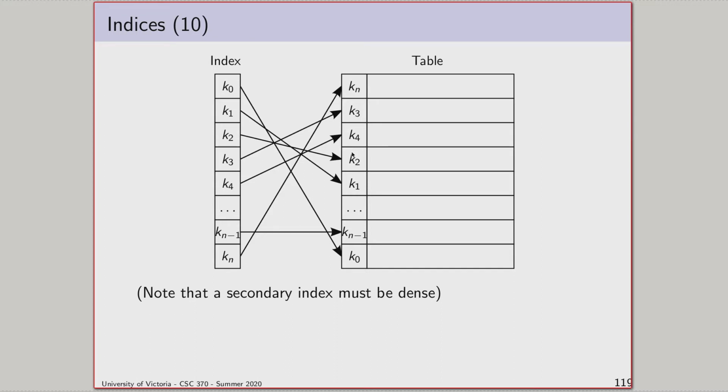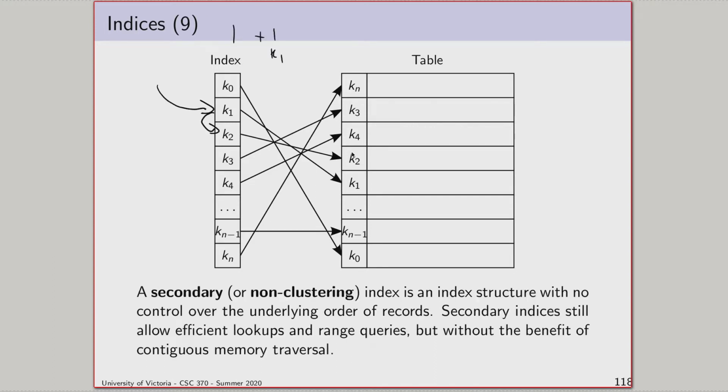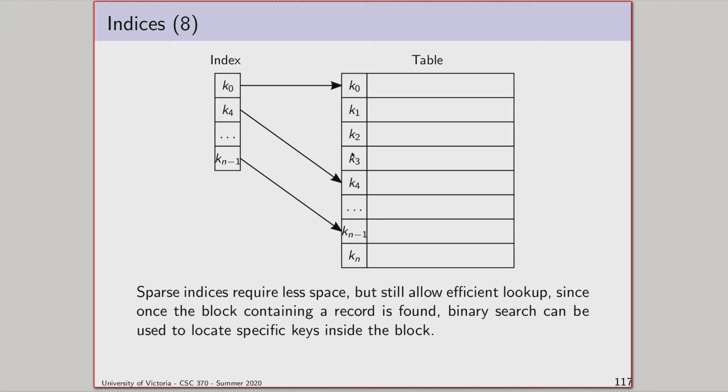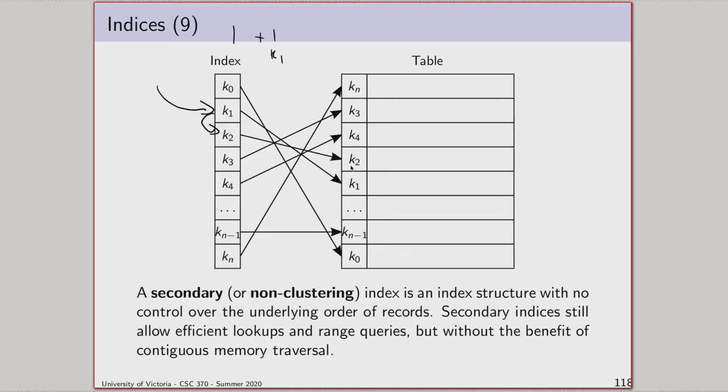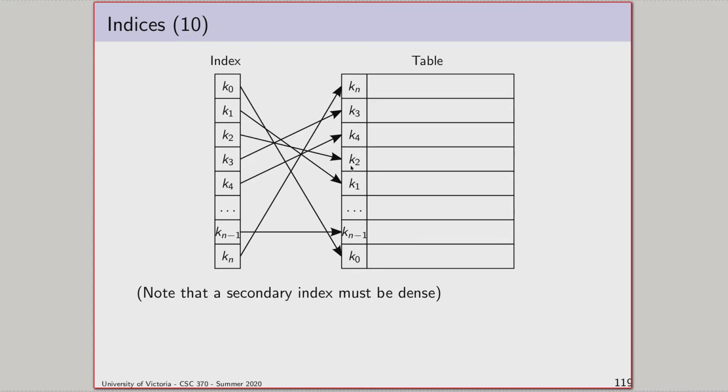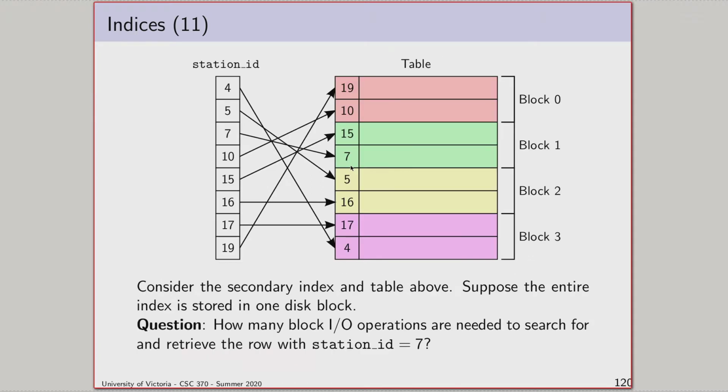Now notice that if you have a secondary index, it can't be sparse because the order of the items in the table is arbitrary with respect to the secondary index. And so I don't have the same assurance I have back here, where I don't need K1, 2, and 3 to be in this index because I know that they're between K0 and K4. I don't have that in a secondary index, so I have to have a dense index if it's a secondary index.